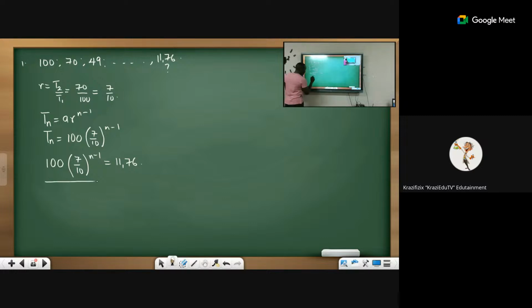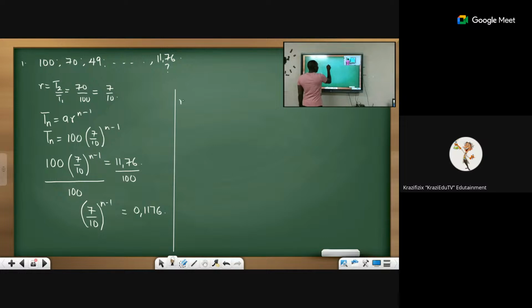Let us divide by 100. So if you like, you can change this to 0,7, or you can leave it as a fraction. Doesn't matter. What will this give you? 0,1176. I think this one we can simply bring in our logs. So what is n minus 1? So watch what I'm going to do. What is my base? 7 over 10.